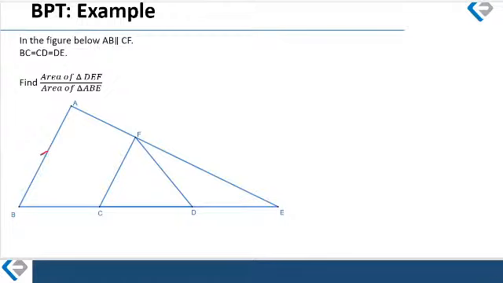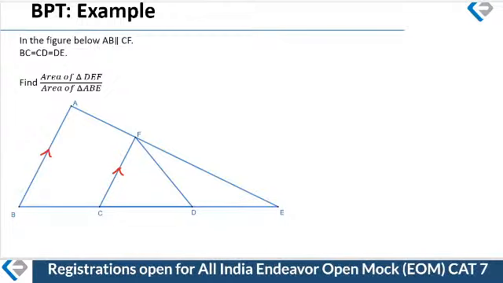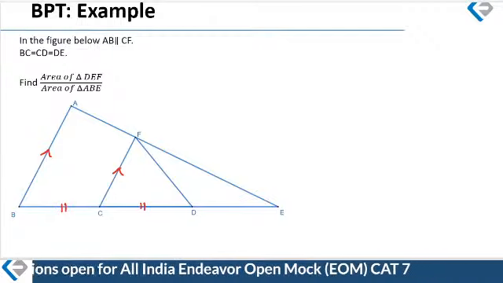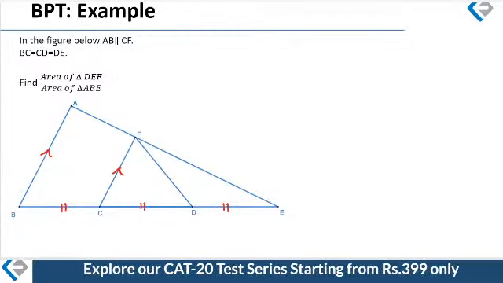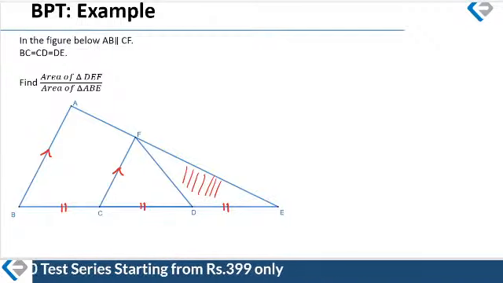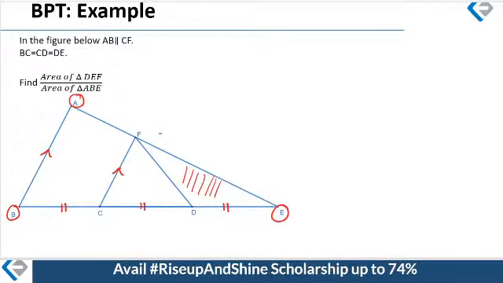Let's mark the information first. This line and this line are parallel. All right, these two lines are parallel. It's also given that the length BC is equal to CD, which is also equal to DE. What is the author interested in? He's interested in the area of the triangle DEF to the complete larger triangle AB.